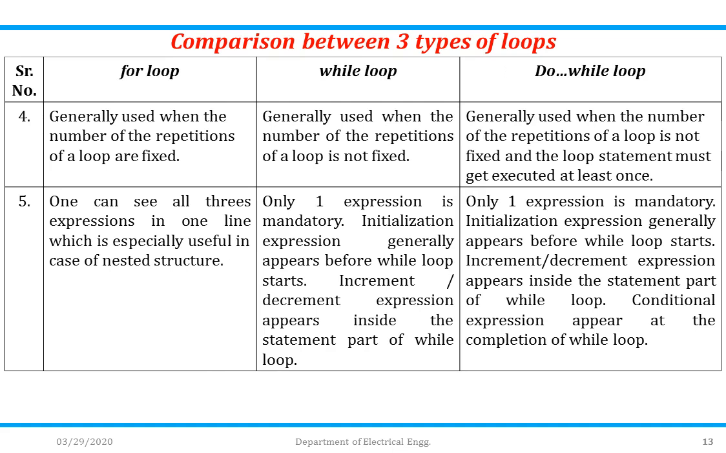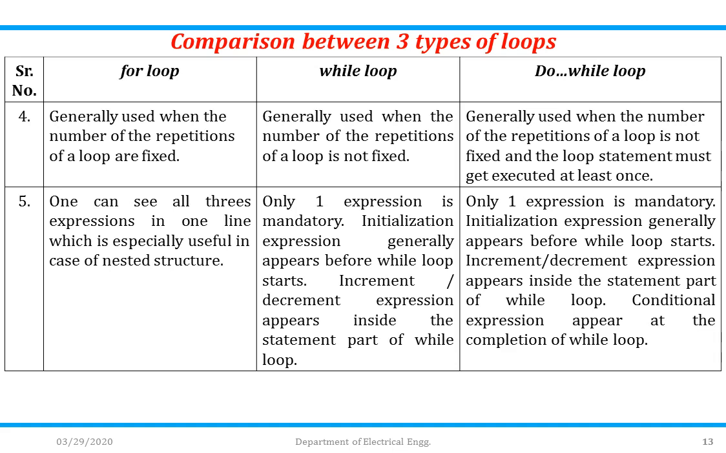Next, the for loop is generally used when the number of repetitions of a loop is fixed. The while loop is generally used when the number of repetitions is not fixed. Whereas the do while loop can be used when the number of repetitions is not fixed and the loop statement must get executed at least once. And the last difference is that one can see all three expressions in one line, which is especially useful in nested structures. So it is very easy to represent in the case of the for loop.